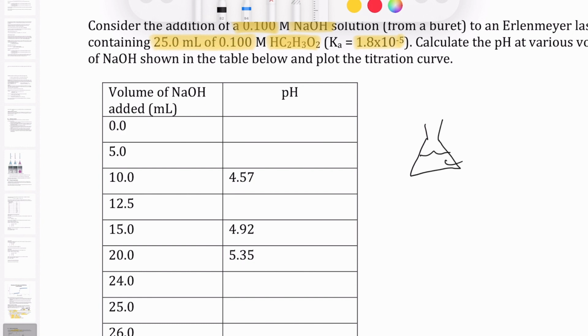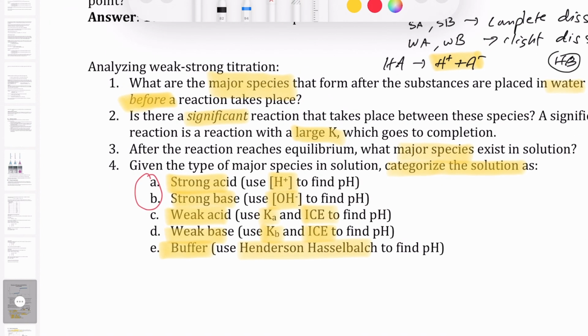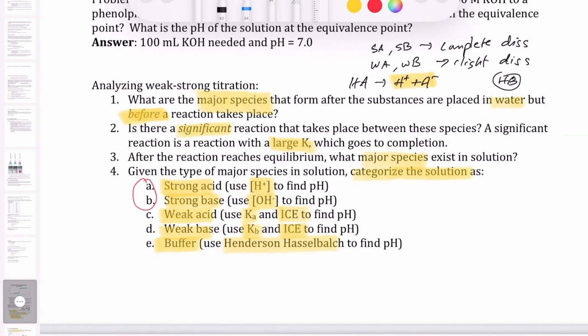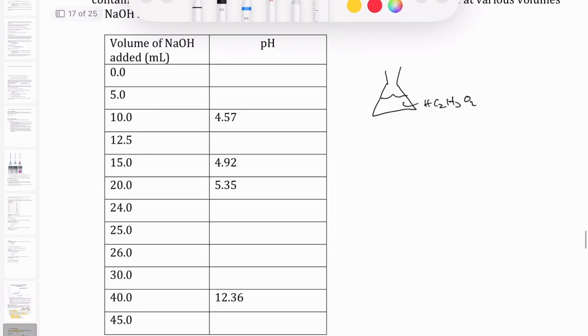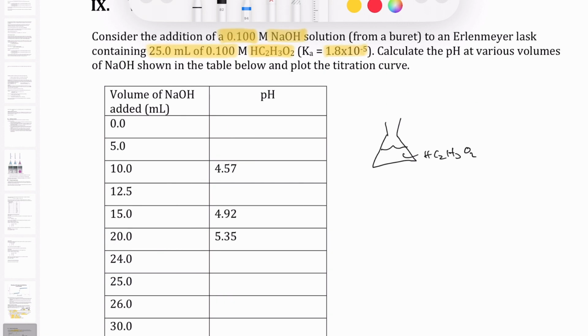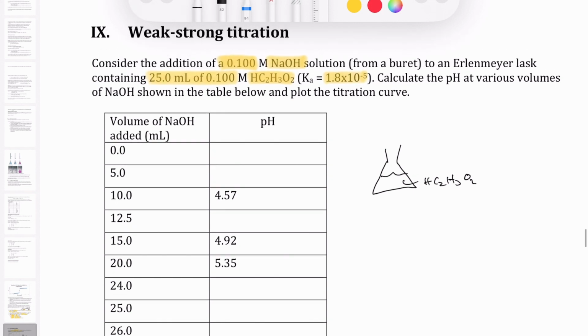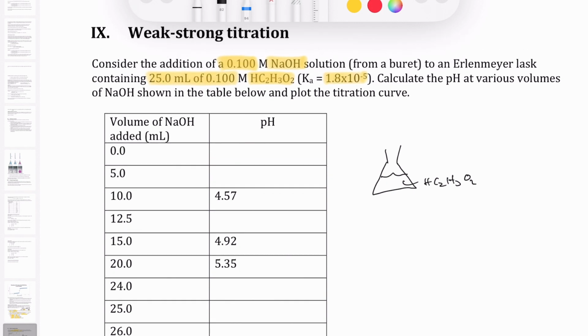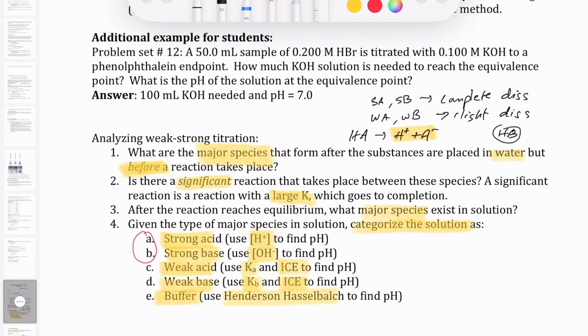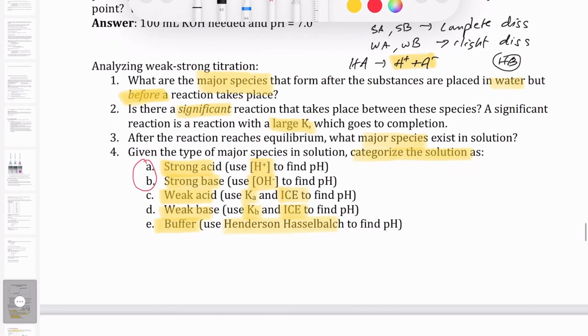If you go back to this analysis idea, you can say, at the beginning, all I have is a weak acid. My major species is going to be the weak acid itself, acetic acid. And then the question is, is there any reaction that might happen with acetic acid on its own? Nothing is added to it. So the acetic acid is just going to act like any weak acid would. It will dissociate slightly. So then at equilibrium, all you have is still the weak acid. So there's no reaction. Therefore, your analysis stops pretty much at step number 1. And then in step number 4, you identify the solution as a weak acid. So you need to use Ka and the ICE table to find your pH.